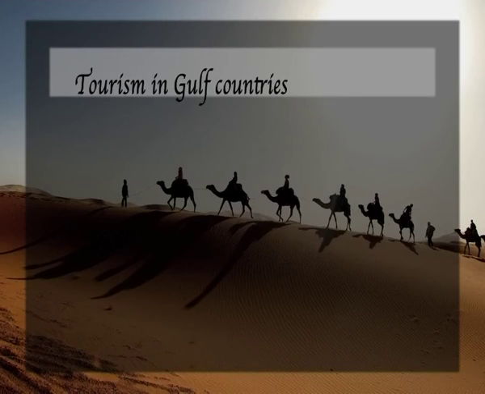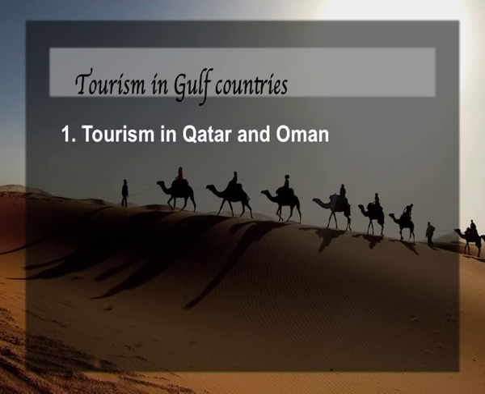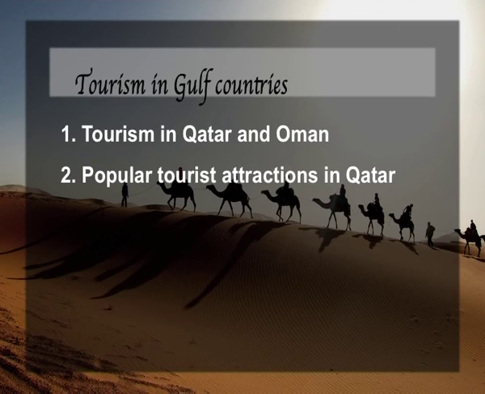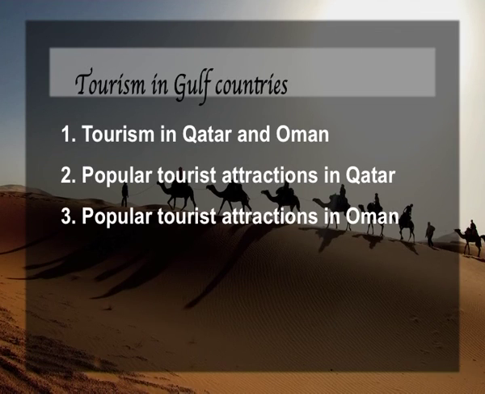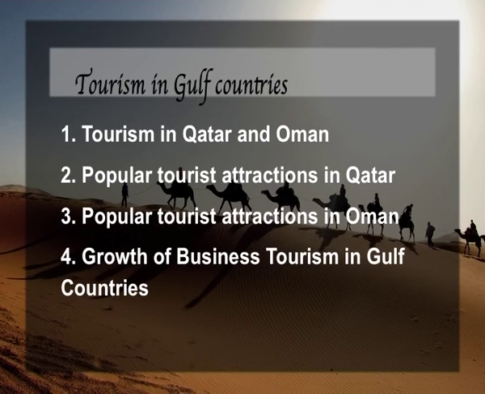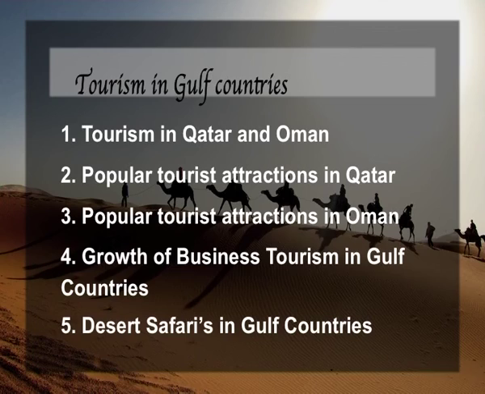In continuation to part 1, this episode discusses tourism and popular tourist attractions in Qatar and Oman. This episode is divided into 5 segments. First, tourism in Qatar and Oman. Second, popular tourist attractions in Qatar. Third, popular tourist attractions in Oman. Fourth, growth of business tourism in Gulf countries. And fifth, desert safaris in Gulf countries.